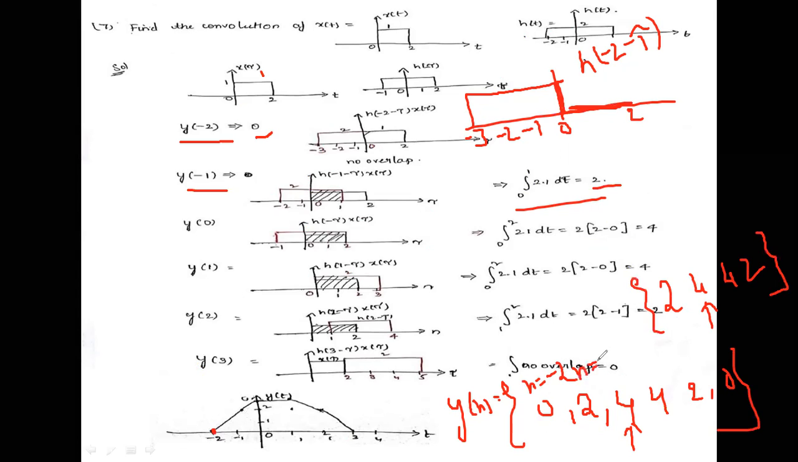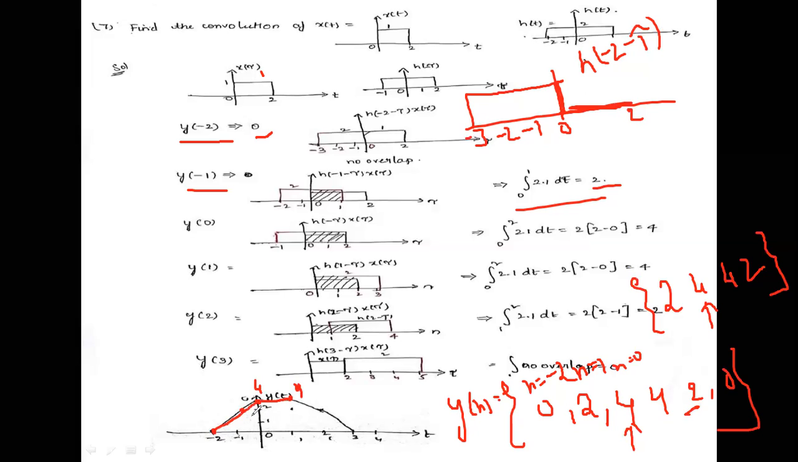N is equal to 1, the value is 2. You see the 2. N is equal to 0, the value is 4. It's a 4, my dear students. And then N is equal to 1, the value is also 4. It is constant, there is no slope. Up to this is a slope.